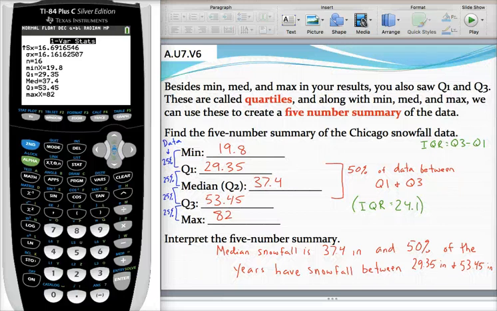In our last video, we looked at using the graphing calculator to find out some basic statistics involving snowfall in Chicago. This time I want to talk about quartiles, and we'll start this process the same way we started last time by doing this one var stats thing.